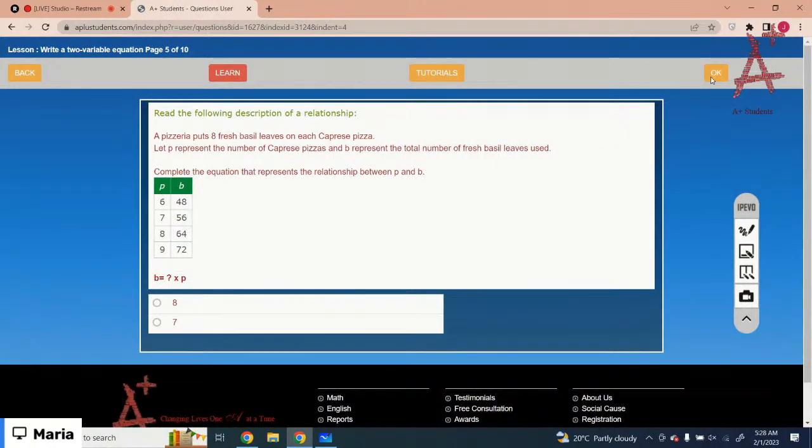Okay, a pizzeria puts 8 fresh basil leaves on each caprese pizza. Let P represent the number of caprese pizzas and B represent the total number of fresh basil leaves used. Complete a table that represents the relationship between P and B. So which is the correct option?